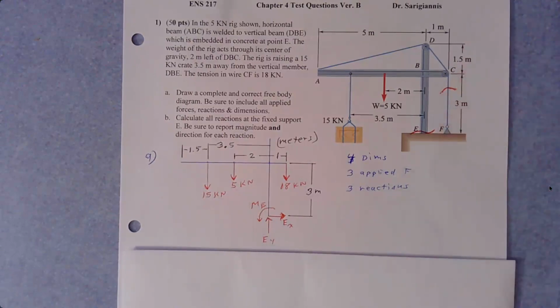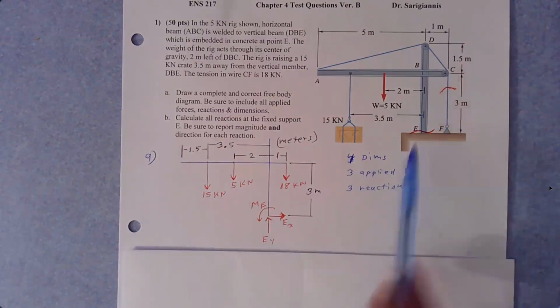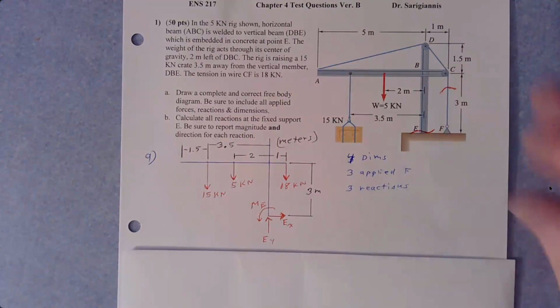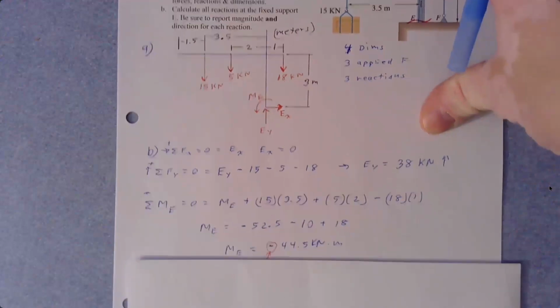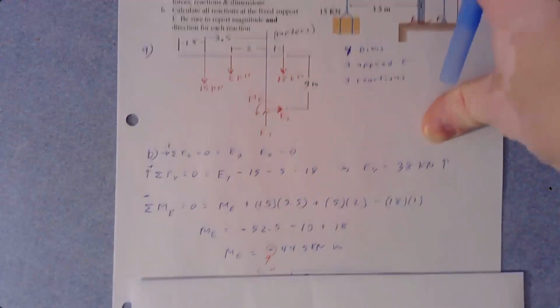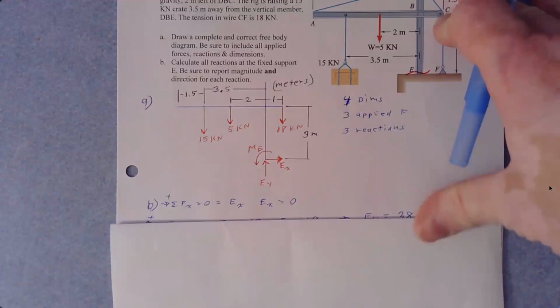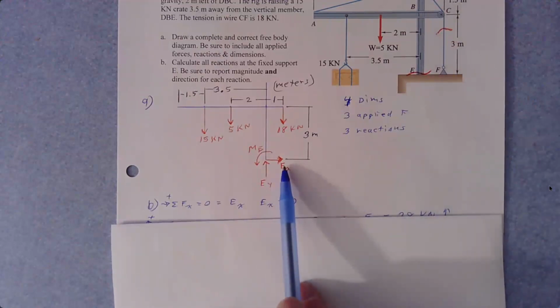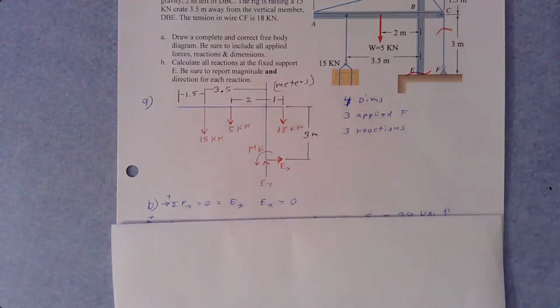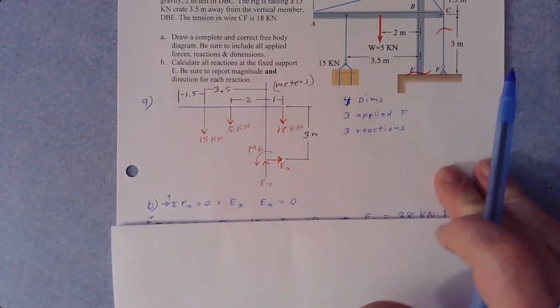Part B is to calculate the reactions at the fixed support E. Report magnitude and direction for each reaction. So I was expecting magnitudes and directions, and I was also expecting units. So let's look at the first part of this. The sum of the forces in X is equal to 0. All we have are EX, right? All the other forces are in the Y direction. So the sum of the forces in X is equal to 0, so EX equals 0.